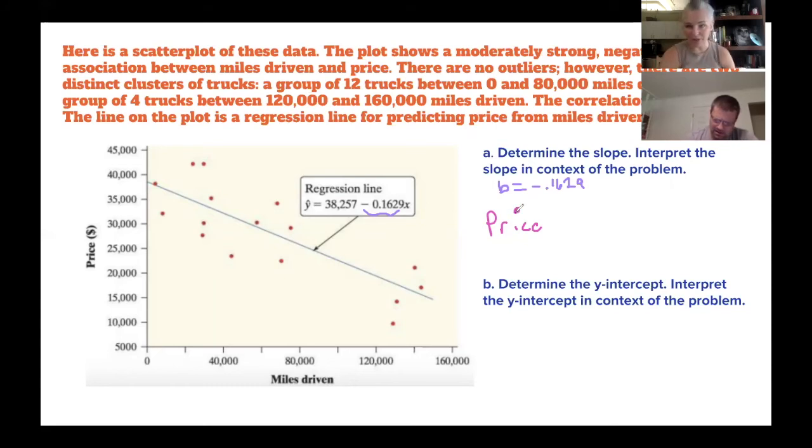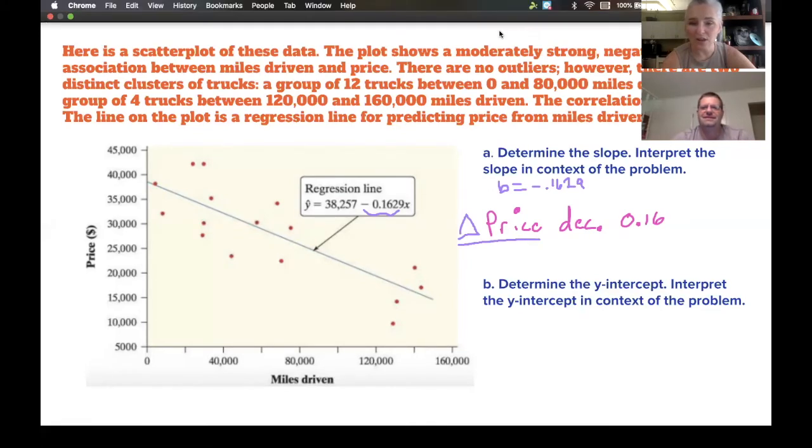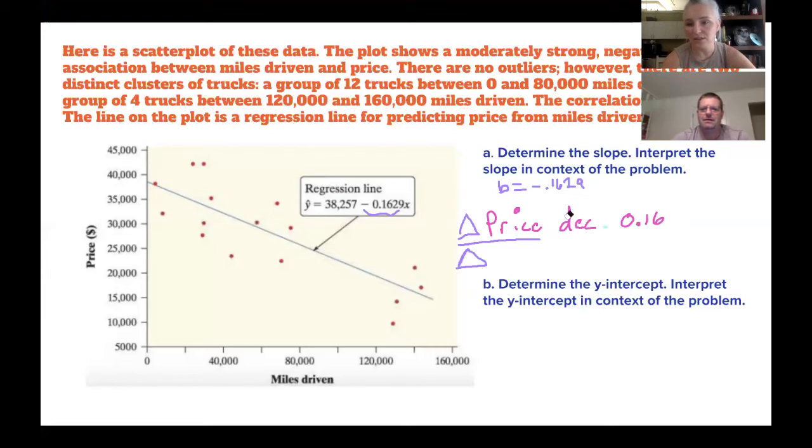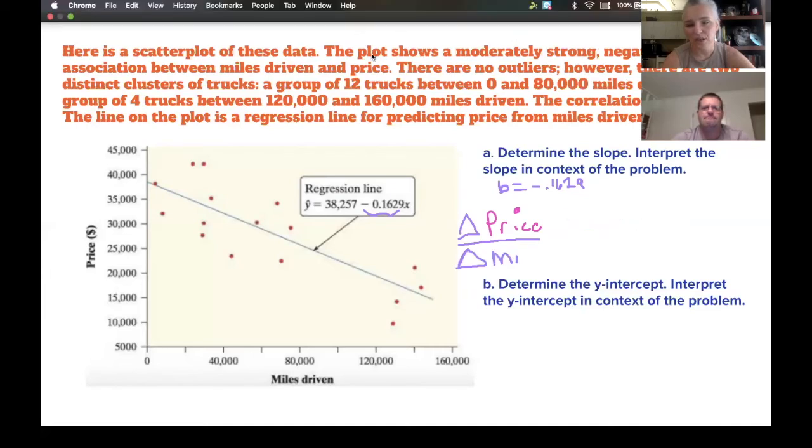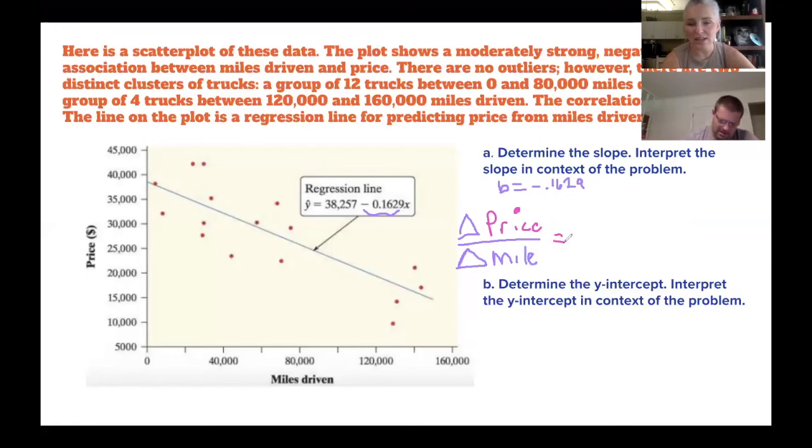So let's think about this. Slope is change in y over change in x, okay? So we want to think about this as change, or delta, price over delta miles. So change in y over change in x in this case is delta price over delta miles, or change in price over change in miles. Our number is negative 0.16. Because we want it in units, we're going to put it over 1 and answer in context. It'll make sense in this case. So let's put a 1 down there.